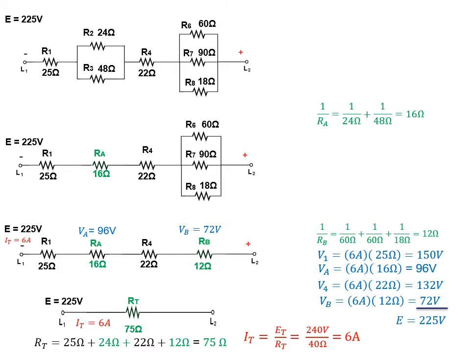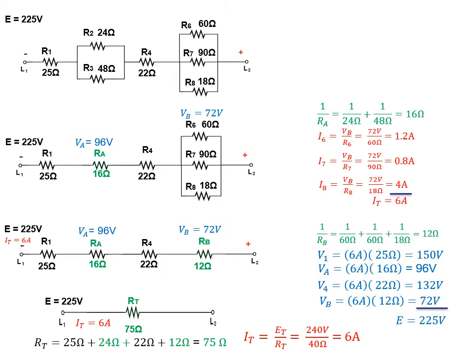But what do we know about VA and VB? Well, if you look directly above, RA came from a parallel combination, and RB came from another parallel combination. So that means RB and its parallel branches of 6, 7, and 8, they each get 72 volts. And with parallel branches having the same voltage, we can then calculate the current through each branch. So R6 gets 1.2 amps, R7 gets 0.8 amps, R8 gets 4 amps, and when we add up those 3 branches together, we get back to our 6 amps.